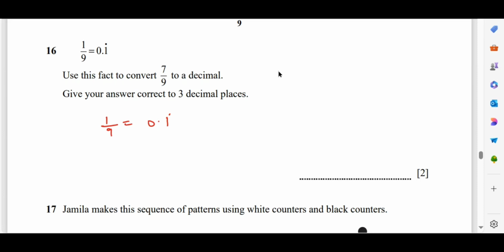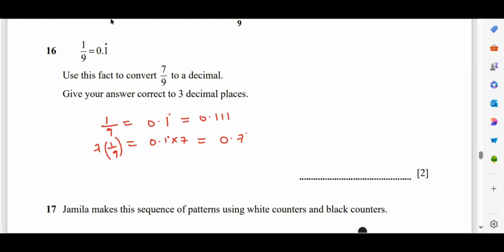So we need to now ask ourselves, when you take 7 into 1 over 9, that will give you 0.1 recurring, times 7, which is 0.7 recurring. But they say that you should leave your answer in 3 decimal places. What is the meaning of this? The meaning of 0.1 recurring is 0.111. So let's cancel out this one since it's 3 decimal places.